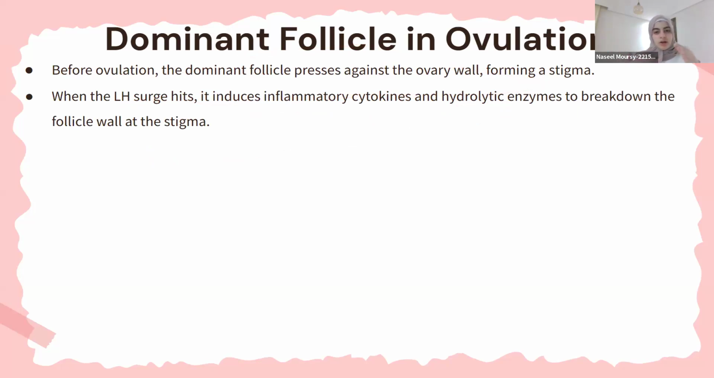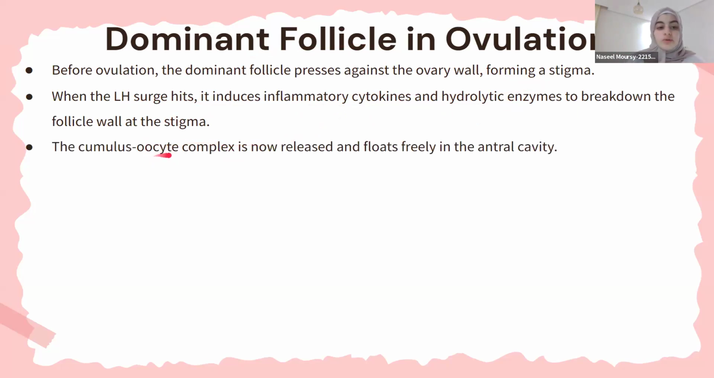So, what does this mean? You have the stigma. Now, the follicle is pushing against the ovary wall, but it needs something to break through. It needs to break down that ovary wall. So, how does it do that? By releasing hydrolytic enzymes and inflammatory cytokines. Now, the cumulus oocyte complex is released and floats freely in the antral cavity.